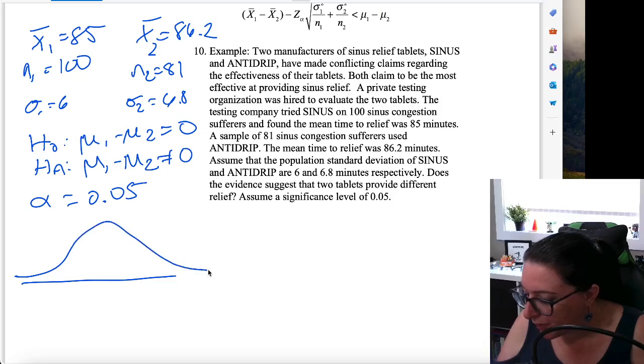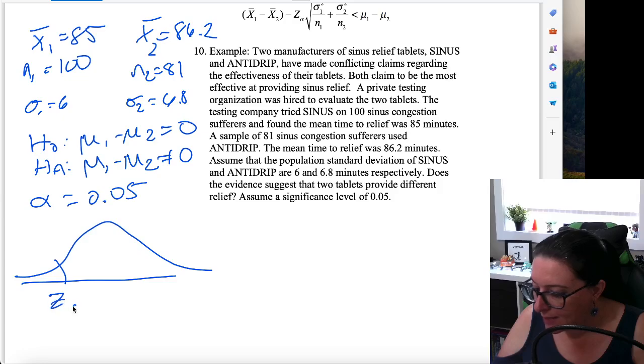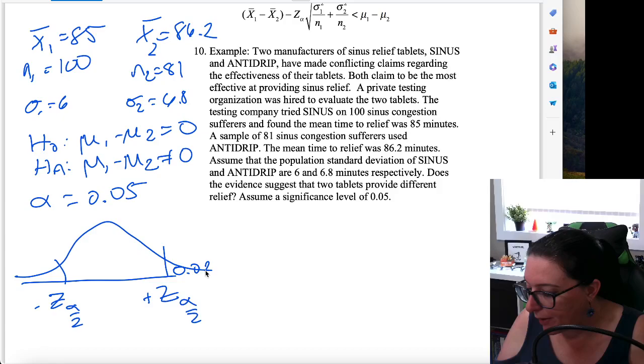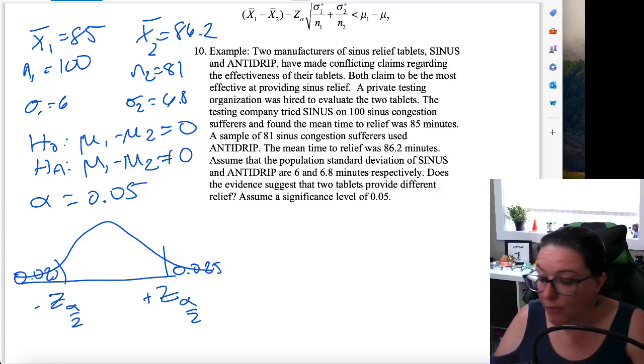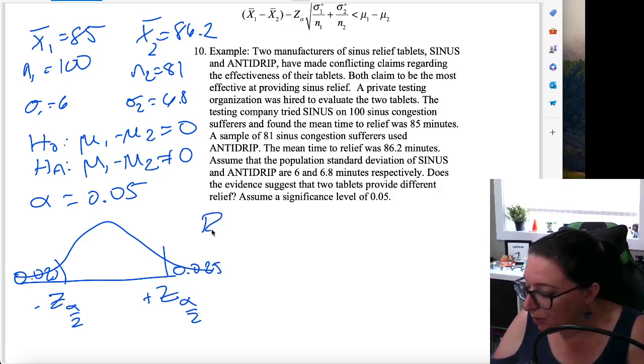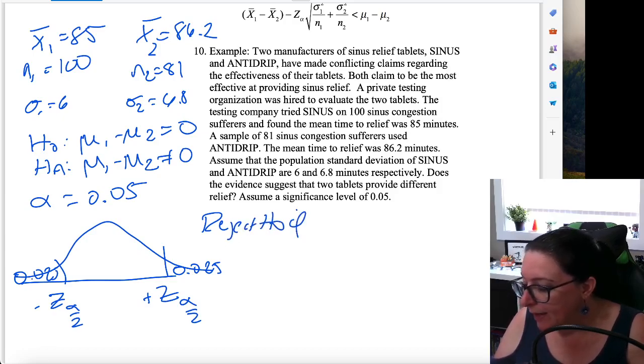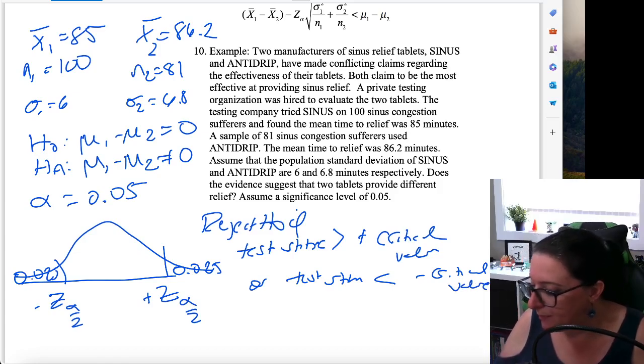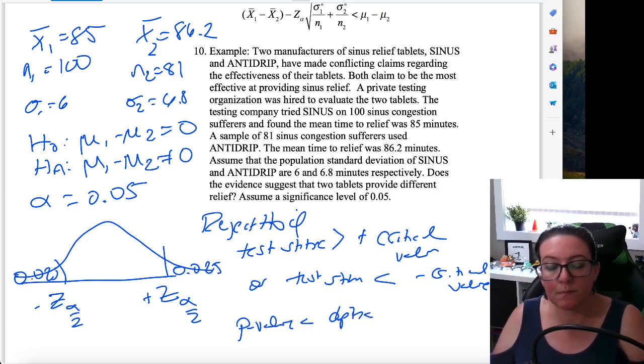So if we're looking at our decision rule here, we're going to find a z for alpha over 2, one positive, one negative. There's 95% here in the center, which means this is 0.025 and this is 0.025. Then we state our decision rule: we reject the null hypothesis if our test statistic is greater than that positive critical value, or our test statistic is less than that negative critical value. So either tail gets rejected, or in general, if the p-value is less than alpha.